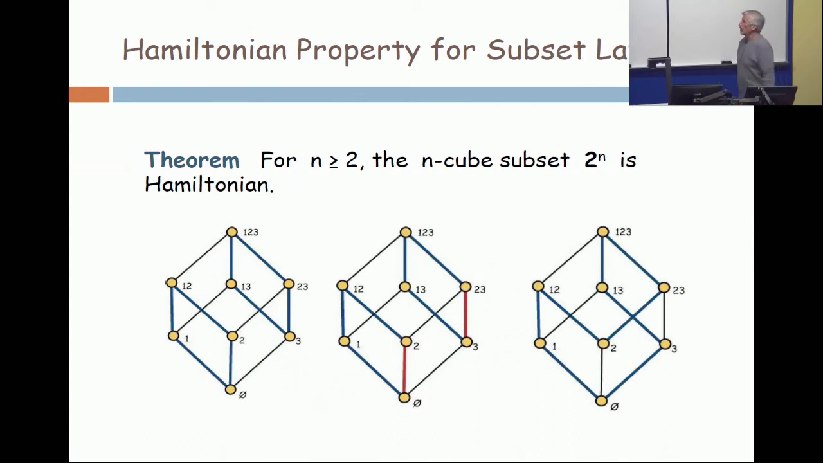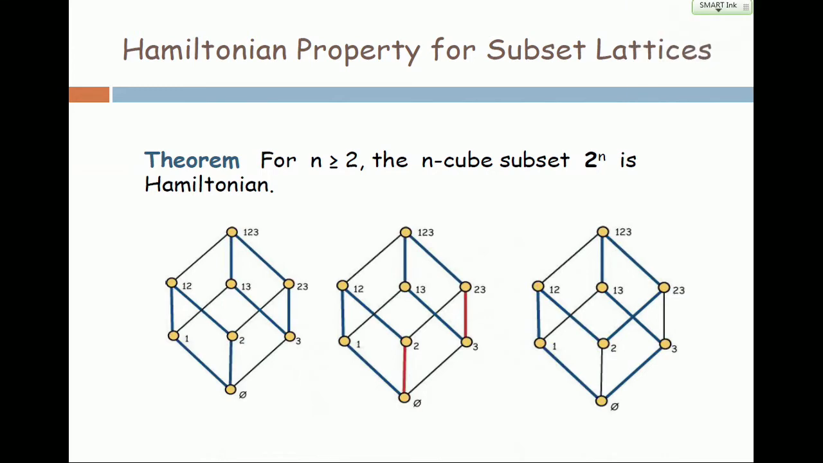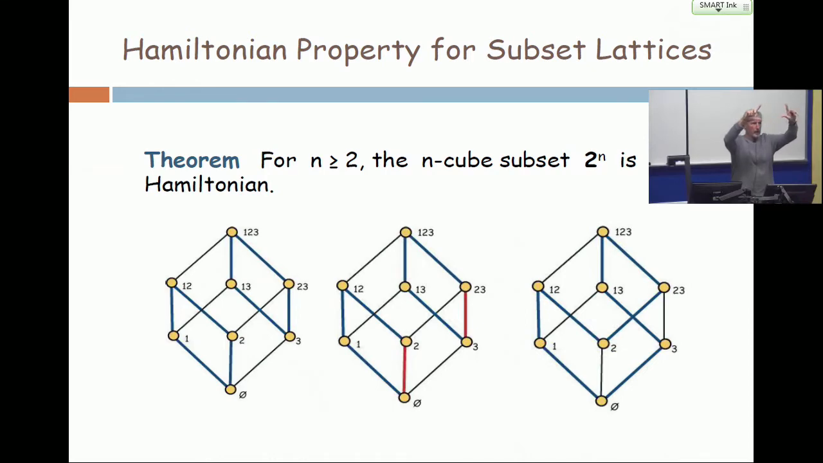So let's prove that subset lattices are Hamiltonian. In other words, the cover graph is Hamiltonian. Here is the subset lattice for a 2 cube. Empty set at the bottom, singleton 1 over on this side, singleton 2 over on this side, and at the top, 1, 2. Is there anybody in the room who cannot find a Hamiltonian cycle in this graph?